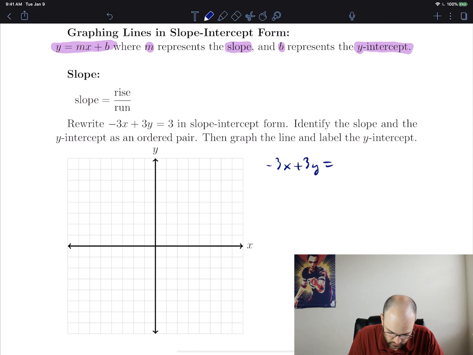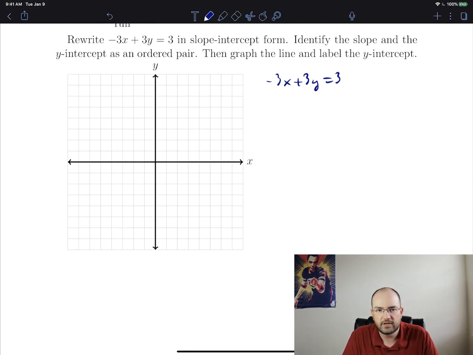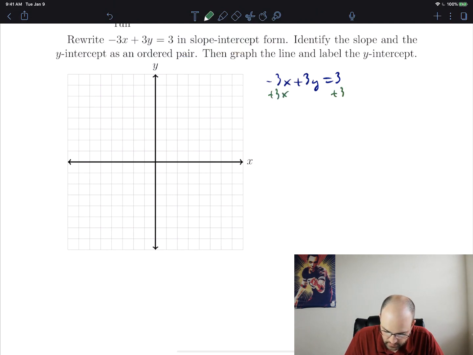With negative 3x plus 3y equals 3, to put this in slope-intercept form, I want to solve for y, which means I need to get the y by itself on one side. So I need to get rid of this term and move it to the right-hand side. Notice that we're moving an entire term. Anytime you move an entire term, you have to add or subtract. So the first thing I need to do is add 3x to both sides. That leaves me with 3y on the left, and on the right-hand side I have 3x plus 3.